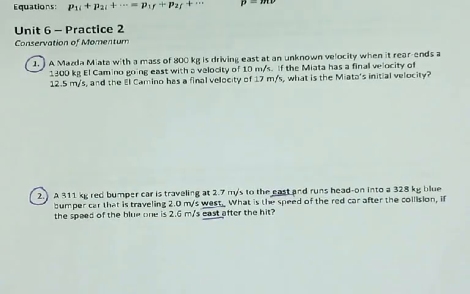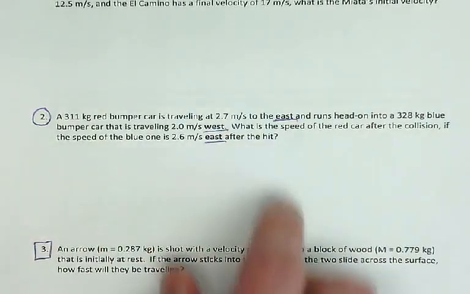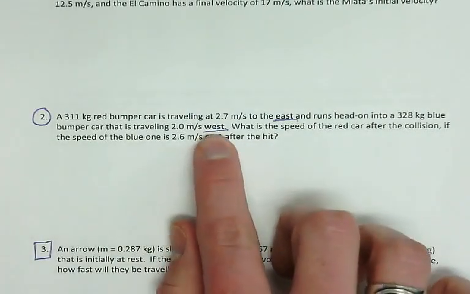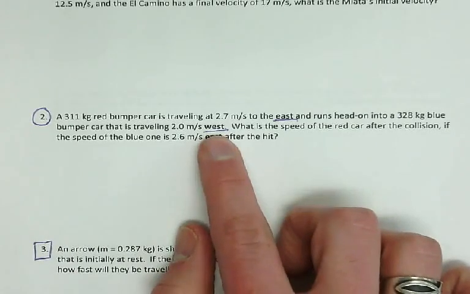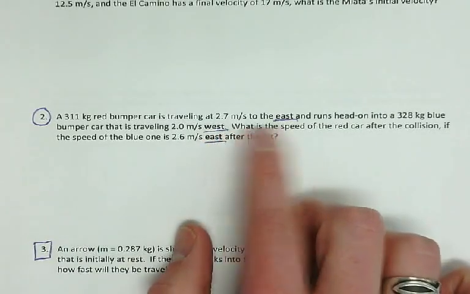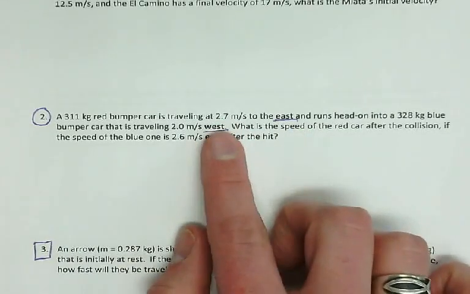So same idea. Find out what your values are. Draw the diagram. Plug the numbers in. Solve for the momentums. See what you get when you set up the whole thing. Okay? Number 2 is a bumper car. You got to be careful because we got something going west. So be careful about that. Everything else has been east so far. This is west. So be careful what you do with that. Okay? Go ahead and get started on 1 and 2.